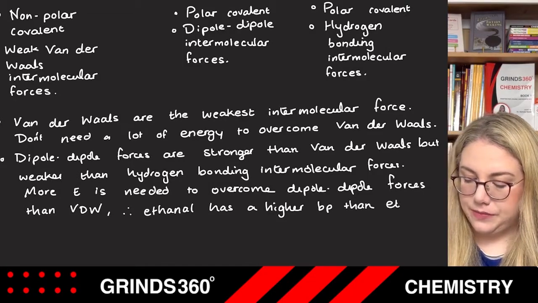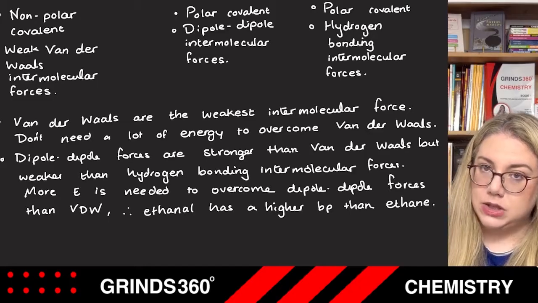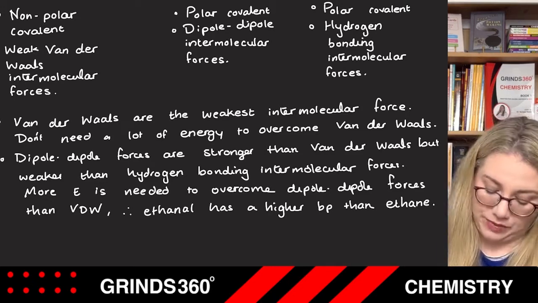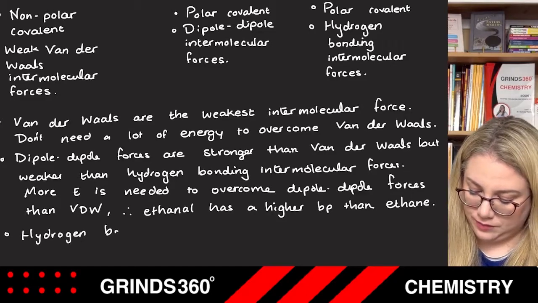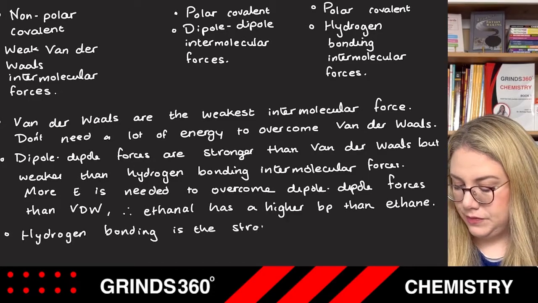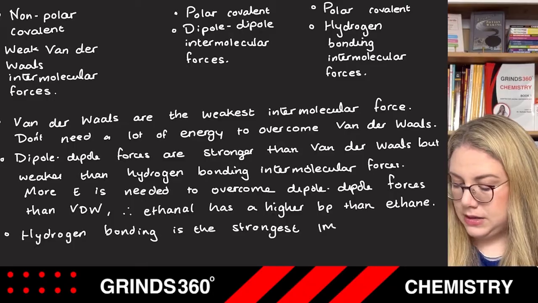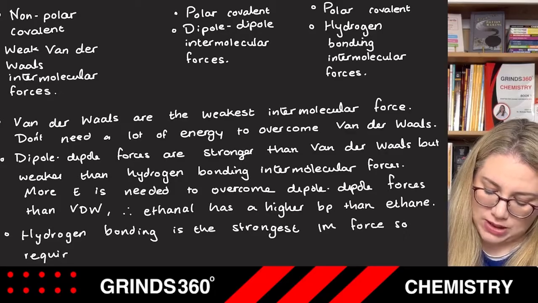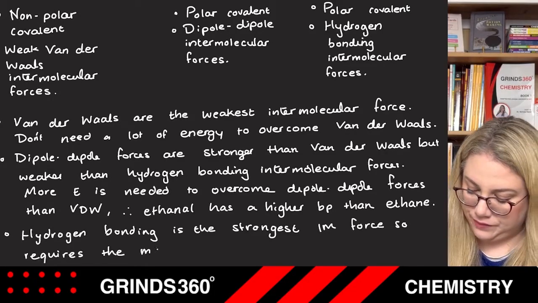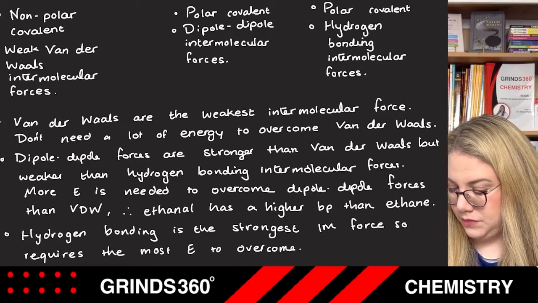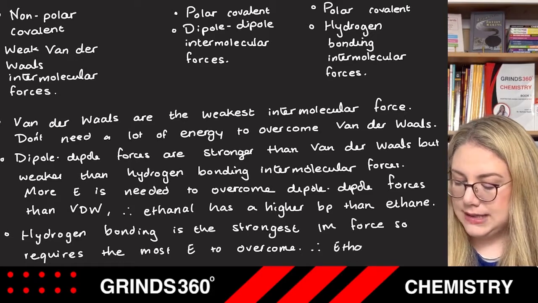than ethane. Now remember to spell out boiling point. Don't be lazy because BP could also stand for bond pairs depending on the abbreviation, so spell it out. Then hydrogen bonding is the strongest intermolecular force, so requires the most energy to overcome. Therefore, ethanol has the highest boiling point.